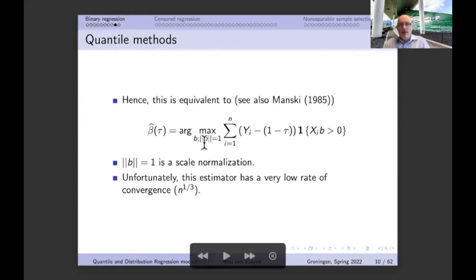Well, now what we're going to do is maximize this function that we now have over here. But before we're going to be able to do that, we should just say one additional thing with respect to identification.